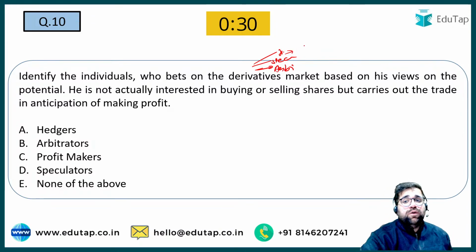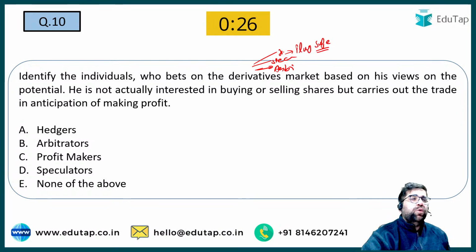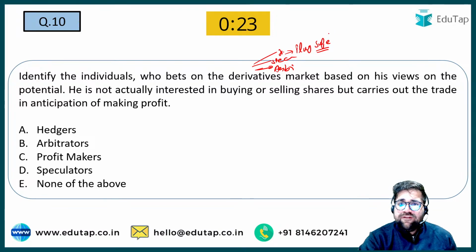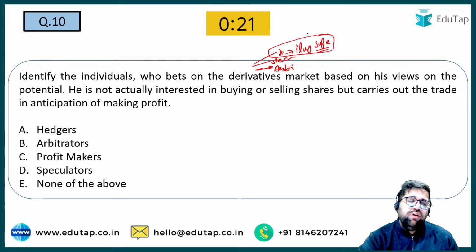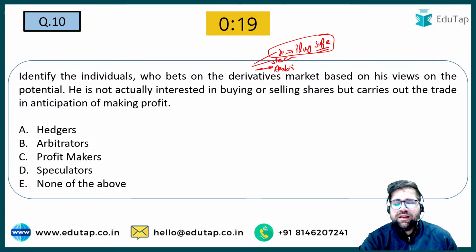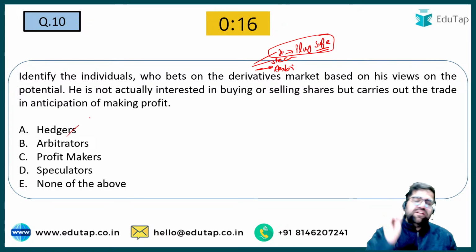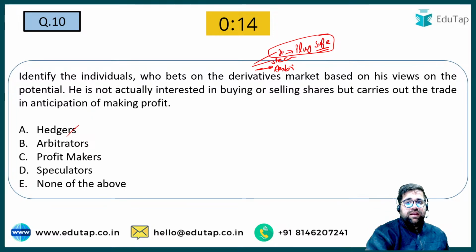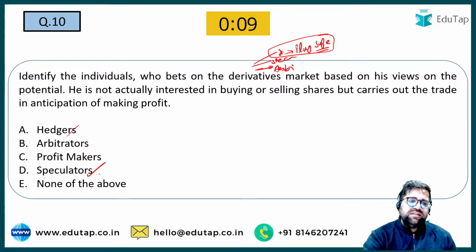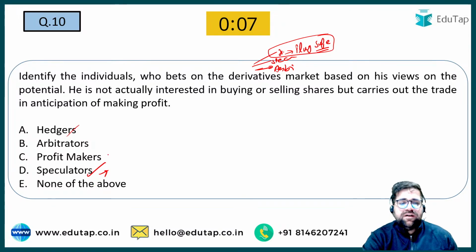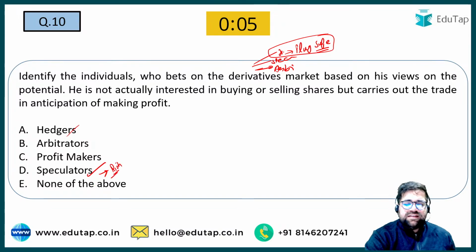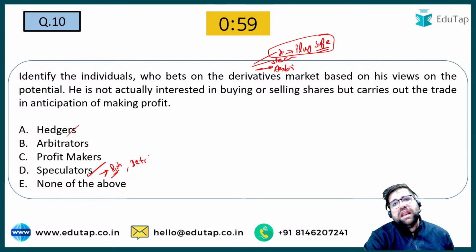Hedgers are those people who want to play safe. These are the people who want to avoid risk at all cost. So if you are someone who is playing safe, you do not want any kind of risk element in your investment, then definitely you will classify yourself as a hedger. But in this particular case, they are not talking about hedging. Rather, they are talking about speculators. Speculators are basically those kind of persons who want to take risk. These are the people who will obviously bet. These are the people who will obviously think to get rich in just one night, right?